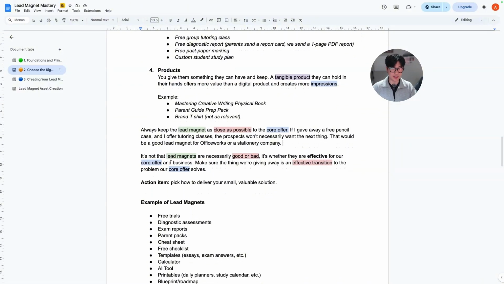Now, it's not that lead magnets are necessarily good or bad. It's whether they are effective for our core offer and business. So make sure the thing that we're giving away is an effective transition to the problem our core offer solves.